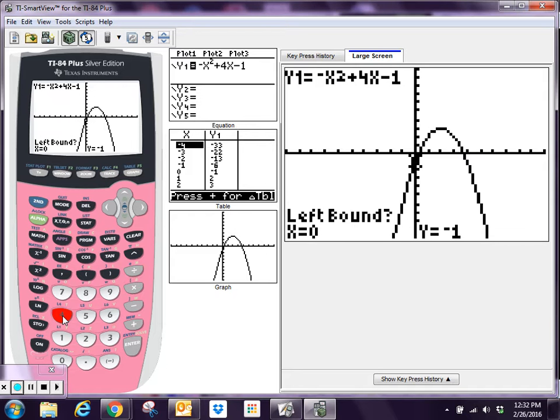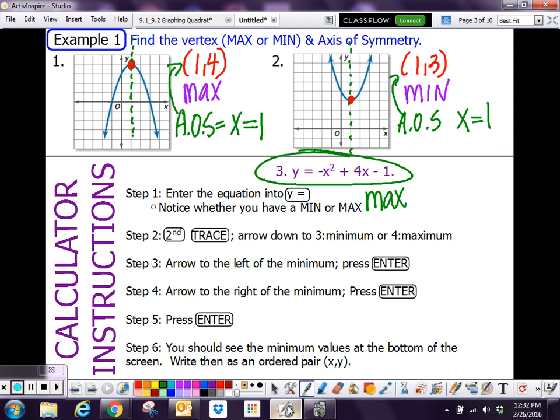Now here's where it gets a little confusing. Notice it says left bound. We need to get to the left of our vertex, and then we're going to get to the right of our vertex. So let me just draw a picture of what this is saying. We have a graph that looks something like this. Here is our vertex. We need to get anywhere to the left of that vertex, and then we need to get somewhere to the right, anywhere to the right.